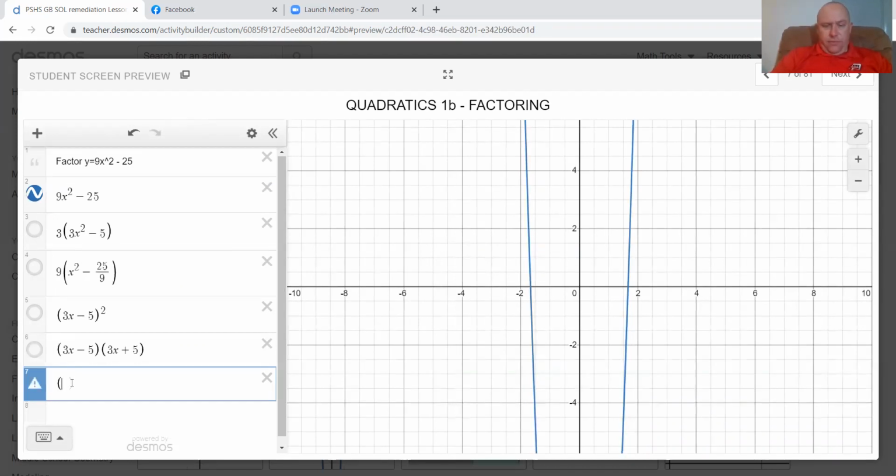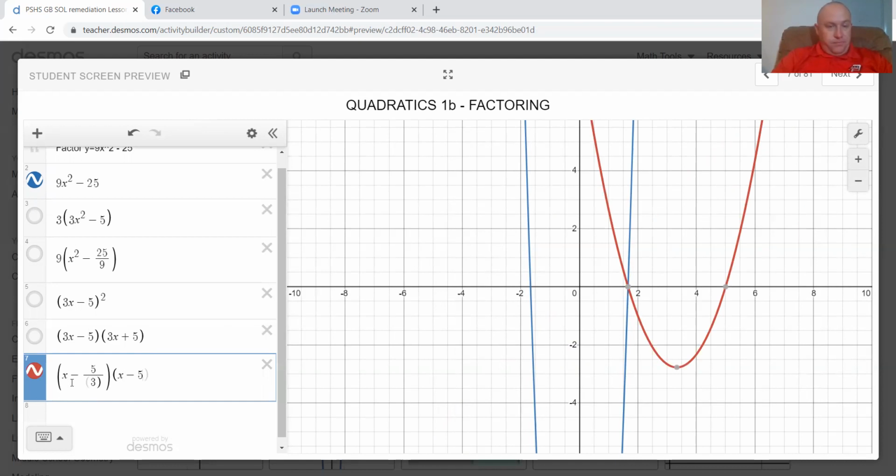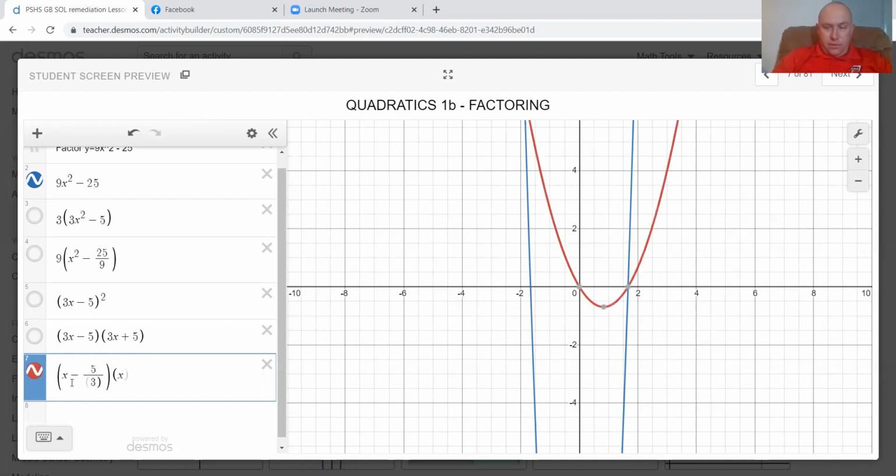So we found out that it was 5/3. So the opposite of 5/3 is negative 5/3. And for the other one, it was negative 5/3, and the opposite of that is positive 5/3. And then these bottom numbers actually just move to the front. So you'd have 3x minus 5 and 3x plus 5.